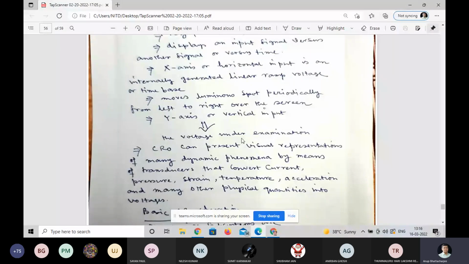Do you know, students, that waveforms are of two types, mainly sinusoidal and non-sinusoidal? Do you know this, students? Yes or no? Yes, sir.